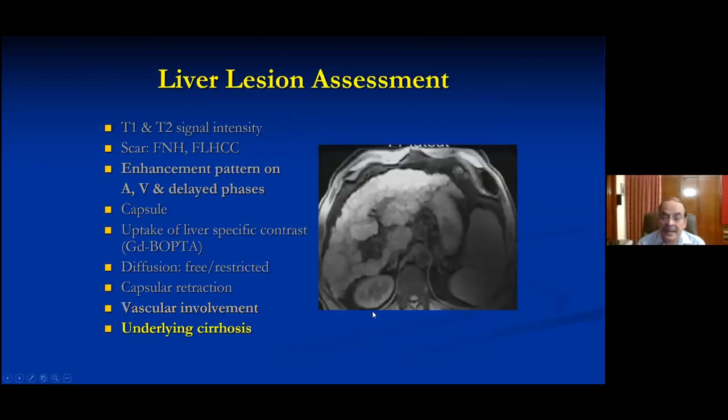As I said, the background presence of cirrhosis has to be noted when you're evaluating a focal liver lesion. Notice this nodular contour of the liver with this lace-like fibrosis in the liver, some caudate lobe enlargement, because any lesion within a cirrhotic liver should be looked at with a lot of suspicion for an HCC.